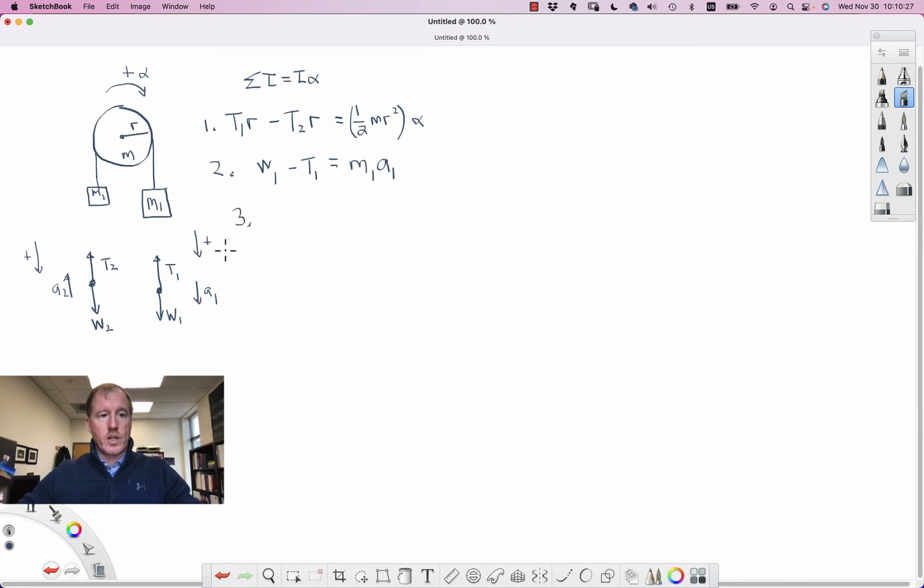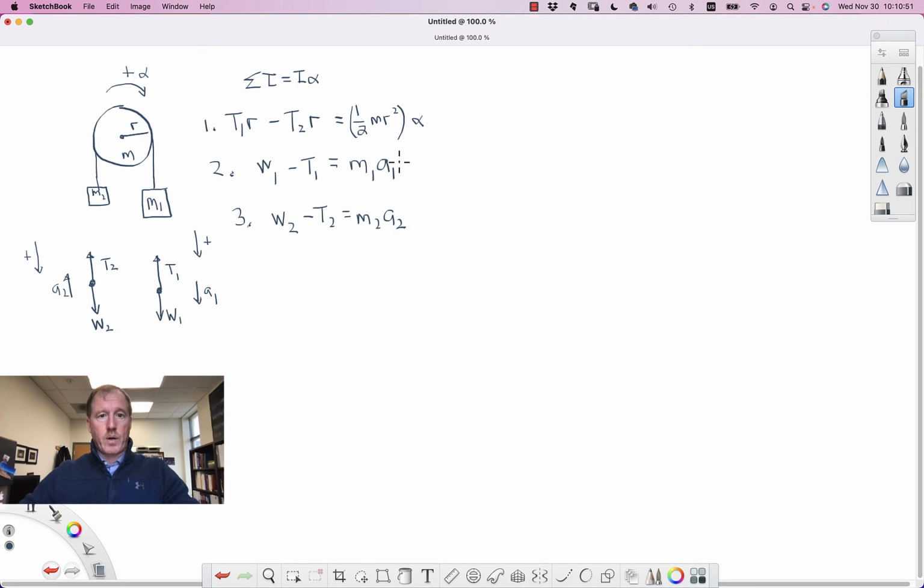And then our third equation is applied to this mass over here. We'll call it weight 2 minus tension 2 equals mass 2 times acceleration 2. And again, I'm taking the positive direction to be downward. And again, a reminder that we're going to find out that this acceleration, since it's upward, is going to be a negative number.